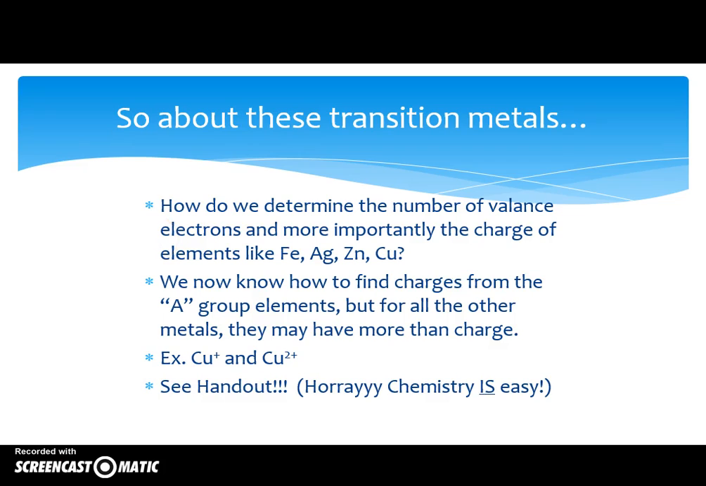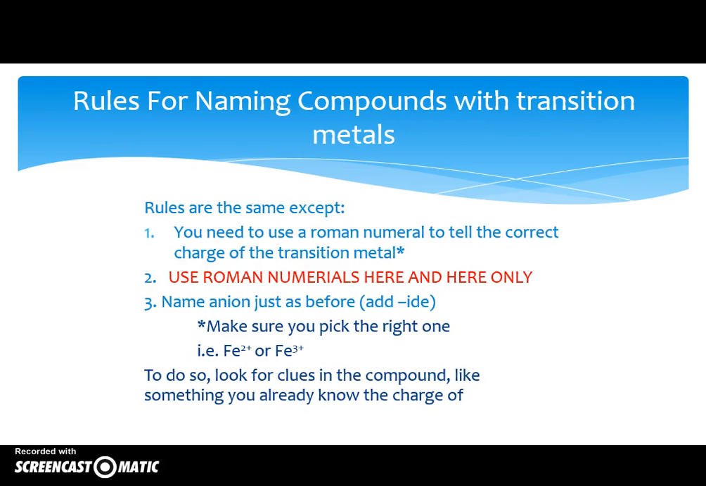So these transitions, how do we know the number of valence electrons? Well, we could figure it out. What we really care about, though, is how do we figure out the charge for things like this. Really, what you need to know is, one, you can use the clues around these ions. So what's it bonded to? What does that thing have as a charge? And the other thing is, you're going to get a handout that has charges for these ions on it. So that will help you as well.